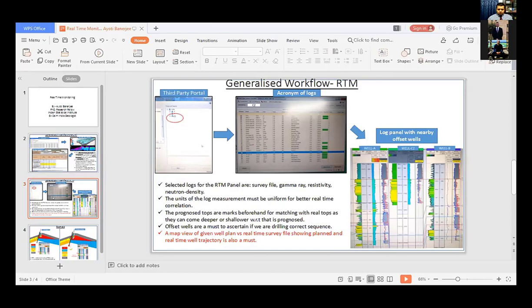From the real-time monitoring with Petrel, we actually connect with the third-party portal. It has already been shown in one of the presentations before, and it's very important to enter from the third-party portal, because we will get the acronyms of the different logs that the third-party portal streams during drilling, and knowing the acronyms of logs is very important.